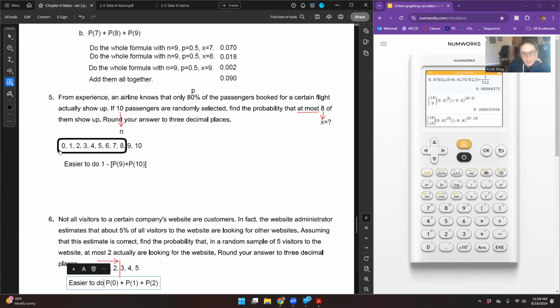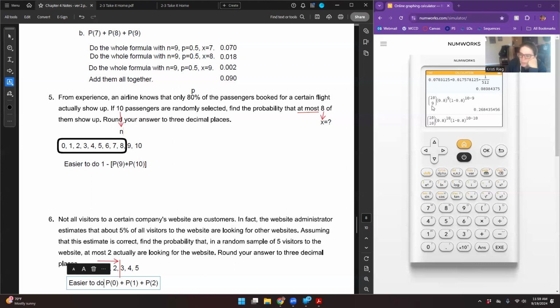And so I listed all the numbers here from 0 to 10, and we could do probability of 0, probability of 1, 2, 3, all the way up to 8. So that would be 9 different problems. Or just like before, the whole thing, all the way from probability of 0 to probability of 10, adds up to one whole 100% probability. So it'd be easier to do 1 minus the probability of 9 plus the probability of 10. So whatever these two add up to, do 1 minus that and we'll get our answer.